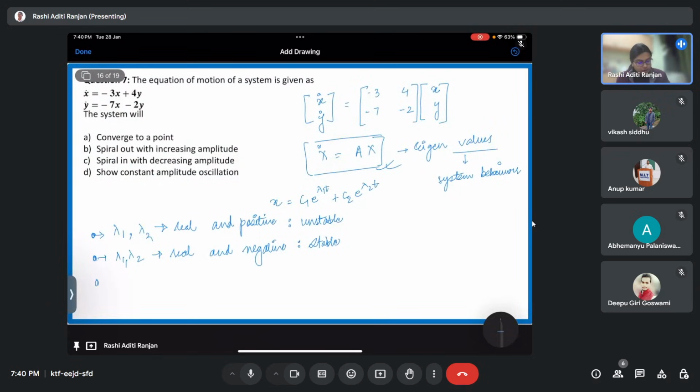Now coming on to the third case, where lambda 1 and lambda 2 both are complex. Complex means they are of the form A plus minus iota B, right? Now my A can be positive, my A can be negative. Iota B means it is going to have an oscillation kind of behavior. But the value of A is going to tell whether that oscillation is going to be spiraling in, spiraling out, or a constant oscillation. So if my A is positive, e to the power of something positive and plus or minus iota B, iota B is going to create oscillation, but this positive value is going to take the system out.